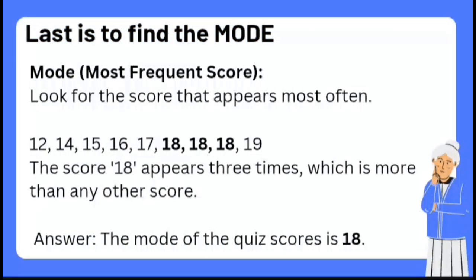Last is to find the mode. The mode is the most frequent score. Look for the score that appears most often. As you can see, the score 18 appears 3 times, which is more than any other score. So the mode of the quiz scores is 18.